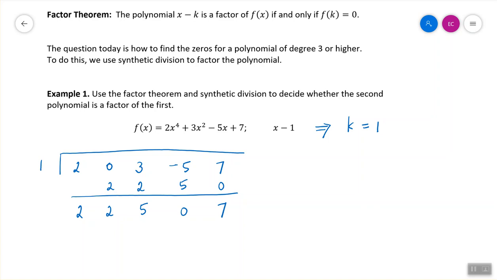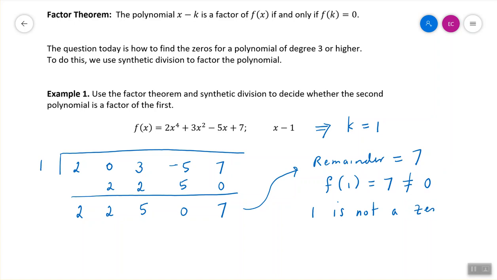So let's see here. What's the remainder? The remainder is 7. This means that f of 1 is equal to 7, which is not 0. So we can say 1 is not a zero. And I guess so far we've done all of this in the previous section, right? And then the new idea is to take it one step further and say if 1 is not a zero, then x minus 1 is not a factor of f of x.